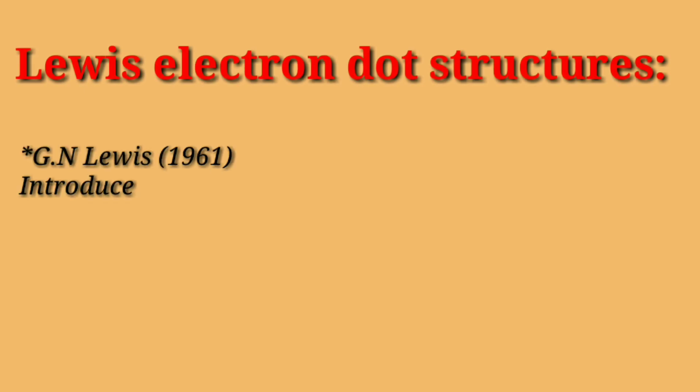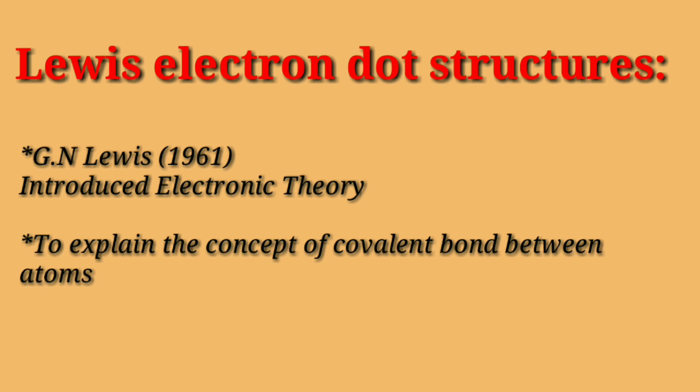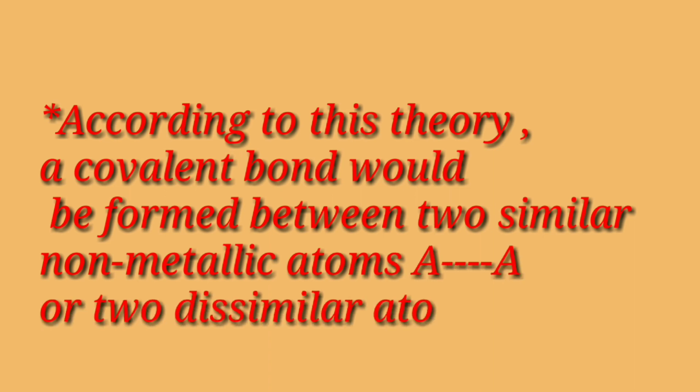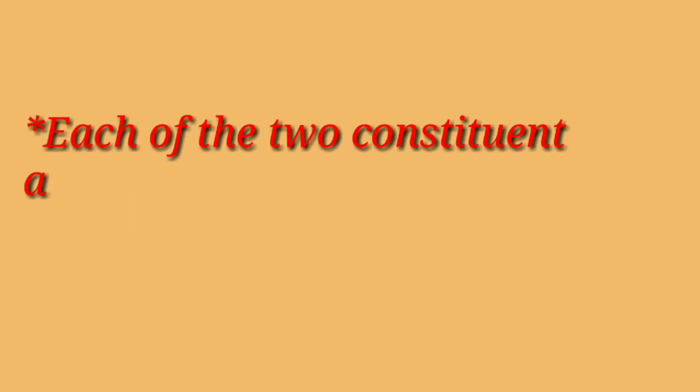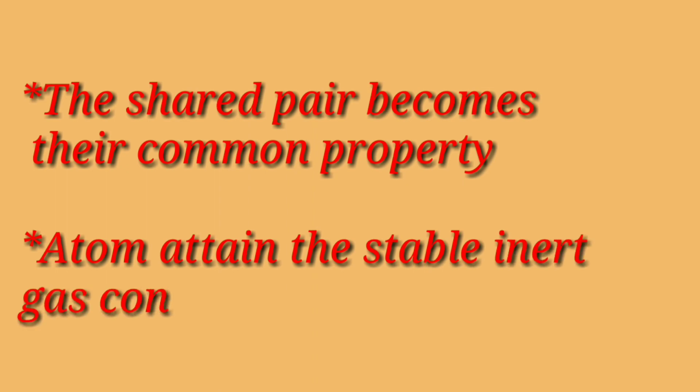Lewis electron dot structures. G.N. Lewis in the year 1961 introduced electronic theory to explain the concept of covalent bond between atoms. According to this theory, a covalent bond would be formed between two similar non-metallic atoms or two dissimilar atoms. Each of the two constituent atoms provides one or more valence electrons and shares equally. The shared pair becomes their common property. Because of this, atoms attain the stable inert gas configuration.